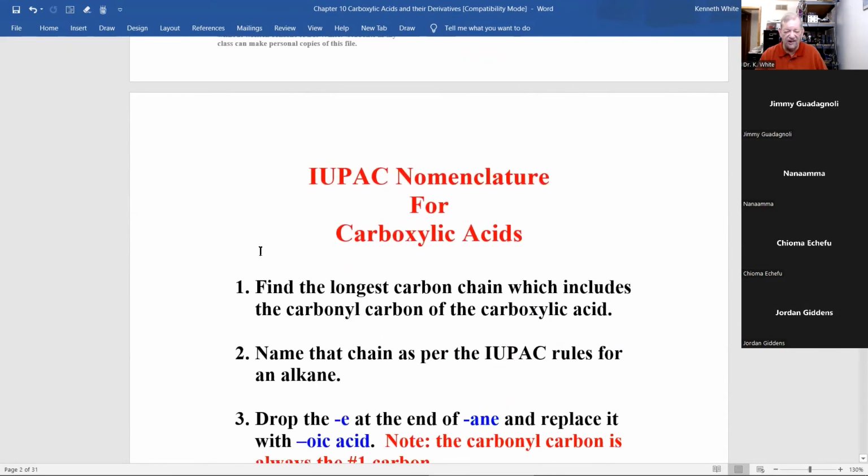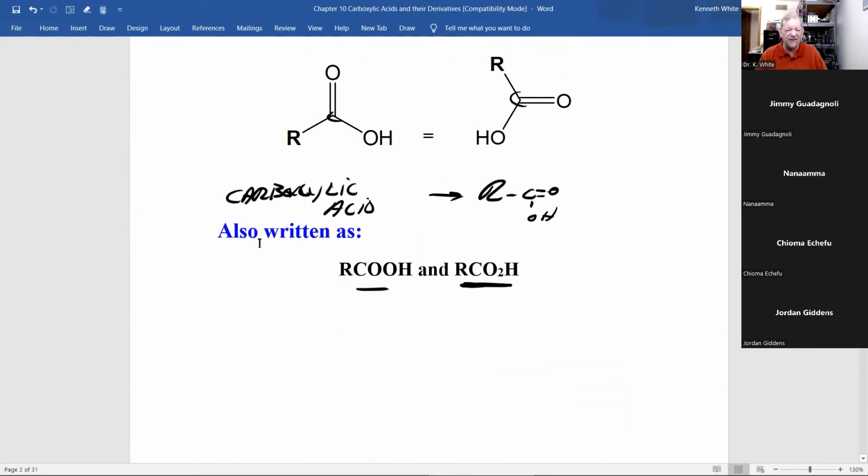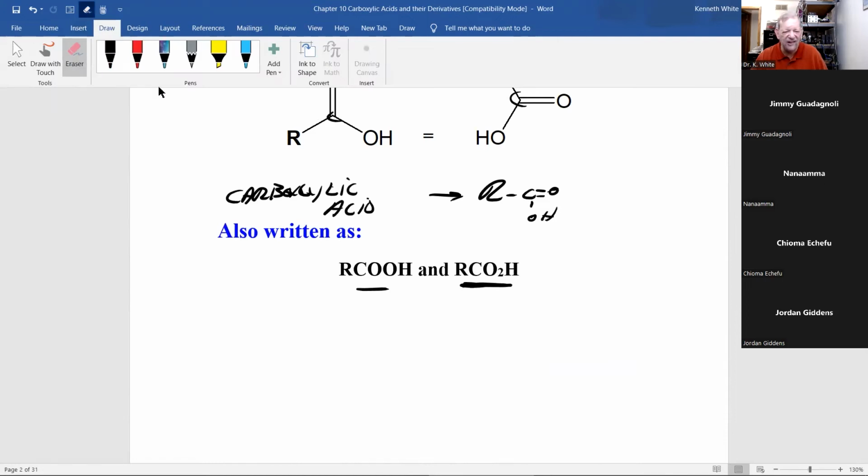And that's a carboxylic acid. So next question is, did I spell that wrong? Yes, I did. Thought I was doing it. It's bad spelling Monday.